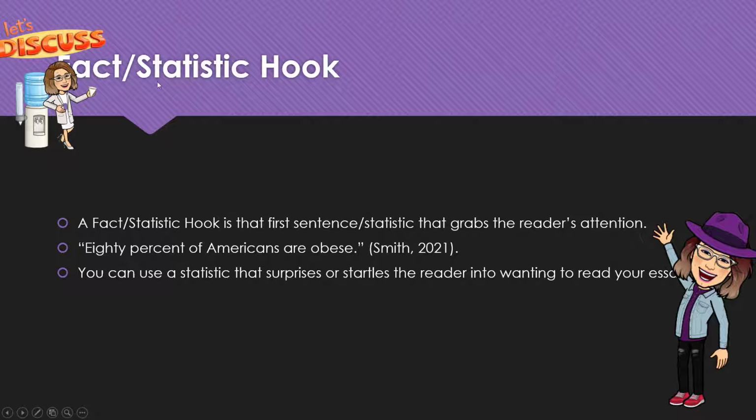A fact statistic hook. A fact statistic hook is that first sentence or statistic that grabs the reader's attention. 80% of Americans are obese. You can use a statistic that surprises or startles the reader into wanting to read your essay. Note, if you use a statistic, you always need to have an in-text citation to cite your source to avoid plagiarism.